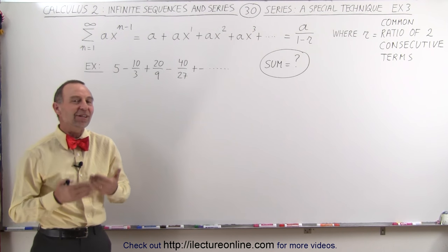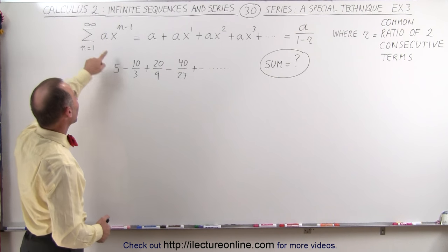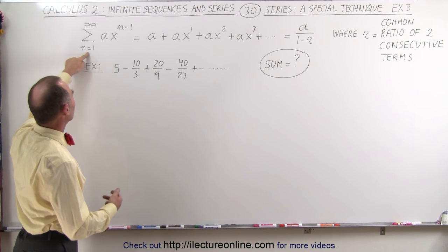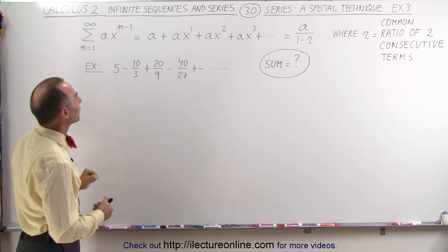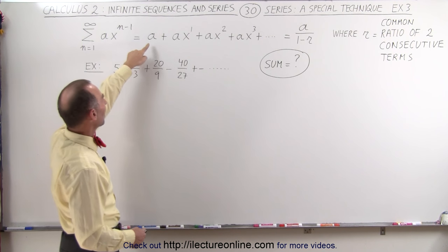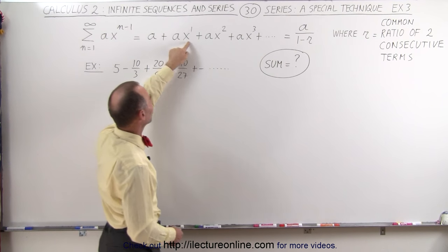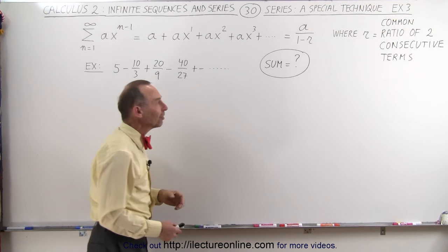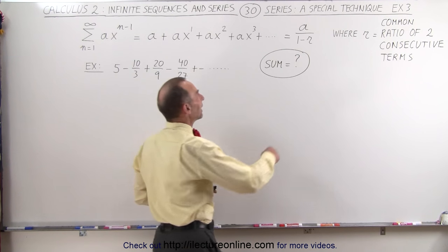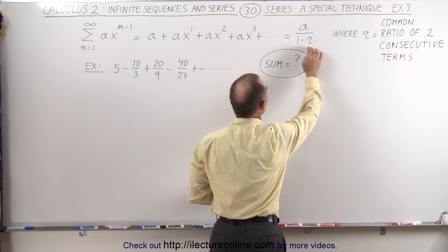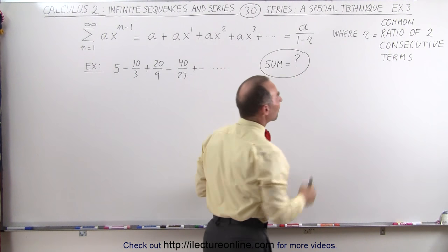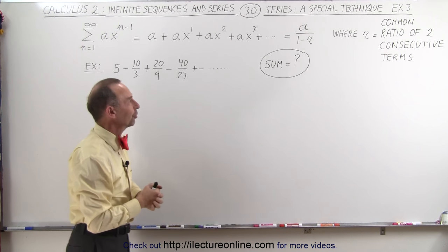Our next example is an infinite series of the type a times x to the n minus 1, where we sum all the terms up from n equals 1 to infinity. So that the terms look like this: a plus a times x to the first, plus a times x to the second, plus a times x to the third, and so forth. And the sum can be found by taking a divided by 1 minus r. So a is the first term, and r is what we call the common ratio of two consecutive terms.